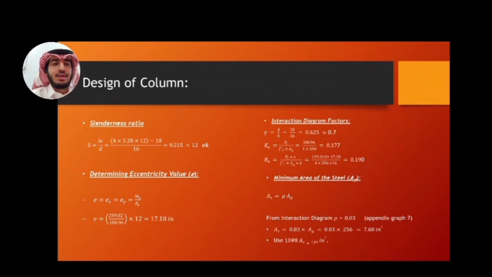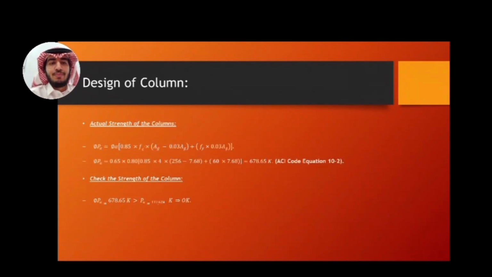Interaction diagram factor and minimum area of the steel, which is As equals rho Ag. Rho equals 0.03 from the appendix, graph number 7. We find it from graph number 7, and after we find the rho, we calculate the Ag, which is equal to 7.68 inches squared. We use 10 number 8 steel.